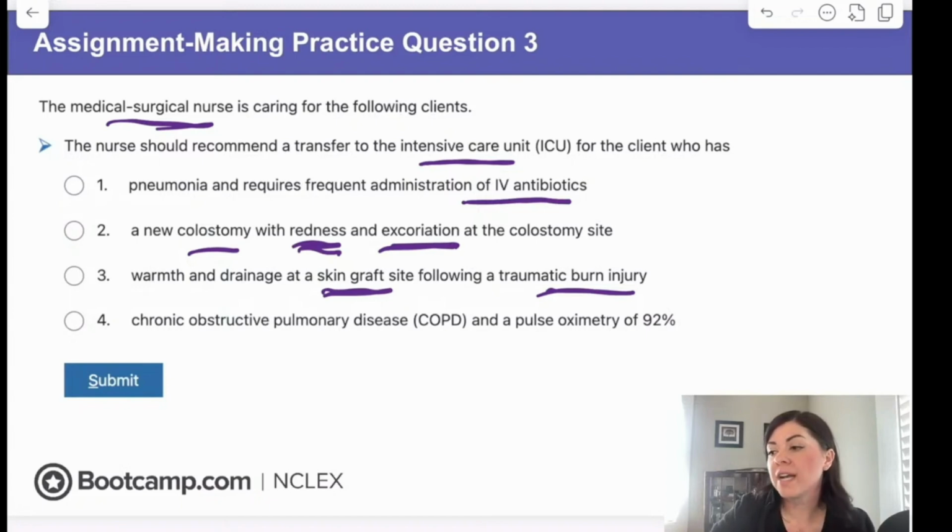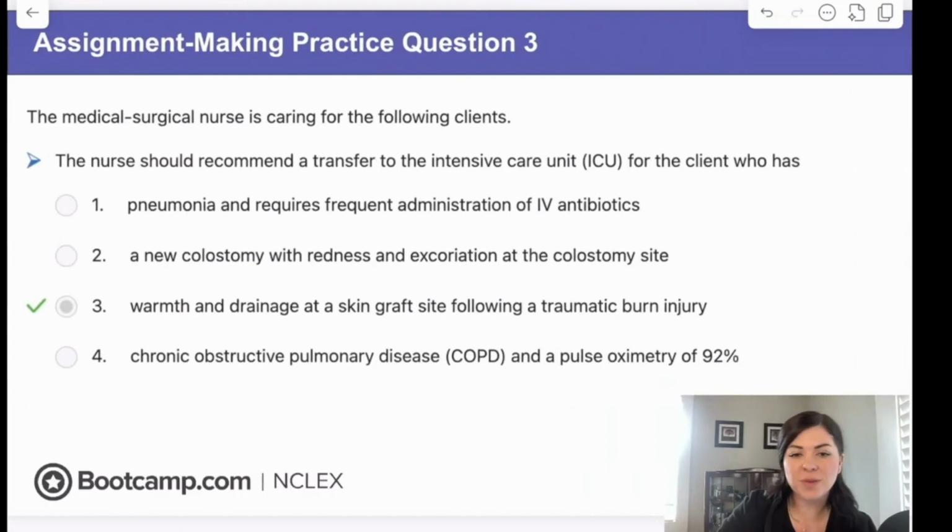Option 4, COPD with a pulse oximetry reading of 92%. So why am I not concerned about that? Because 92% is outside of the normal range, but we anticipate a client with COPD to have a decreased pulse oximetry reading. We know that damage to that lung tissue can affect oxygenation. So that's actually an expected finding for this client. Now, if I gave you the example of a pneumonia client with a pulse oximetry reading that low, that would be different. But for this client, it is expected, it is chronic. I think we will ship that one to ICU, and we got that correct.